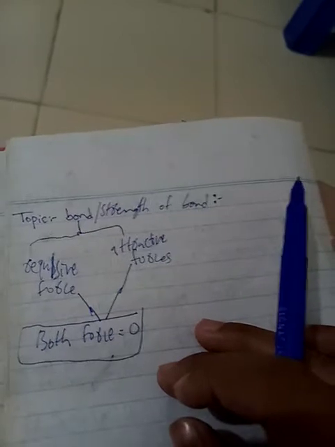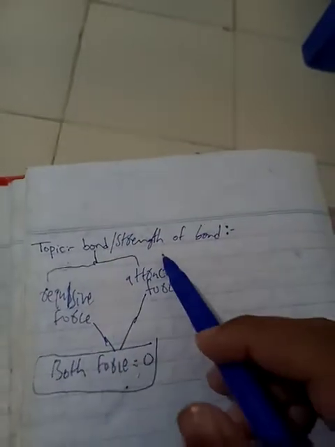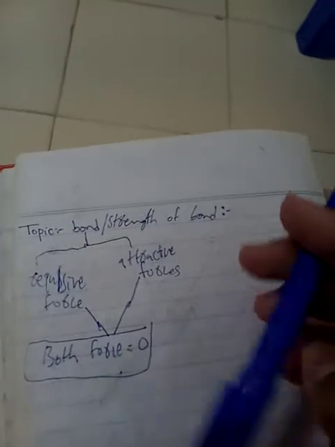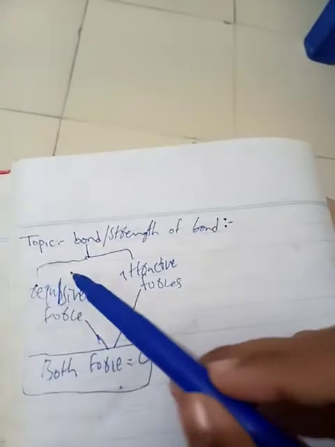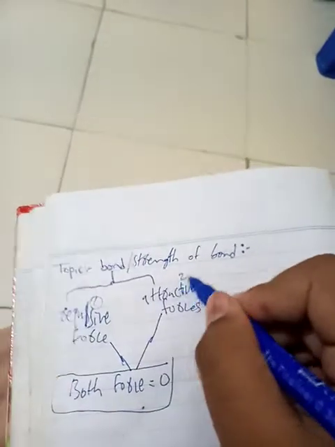And while watching the title, you will know what the topic is today. So the topic is bond and strength of bond. Okay. So to form the bond, we need two types of forces. One is the attractive force, and the other one is the repulsive force.